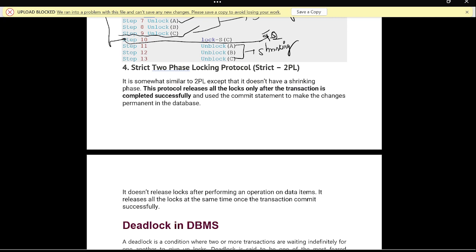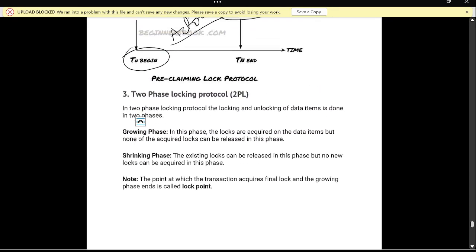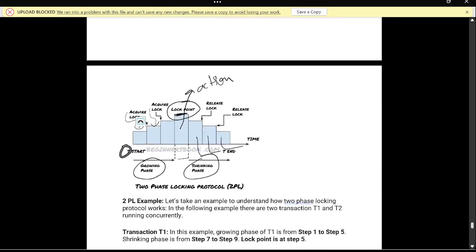It is also similar to the two-phase locking protocol, except that it does not have any shrinking phase. So the shrinking phase is not going to be there here. Whenever you hold any lock, after performing the action, you are going to release it there itself. You are not going to hold it up to the end of the transaction. You see here what we did. We held the locks up to the finishing.